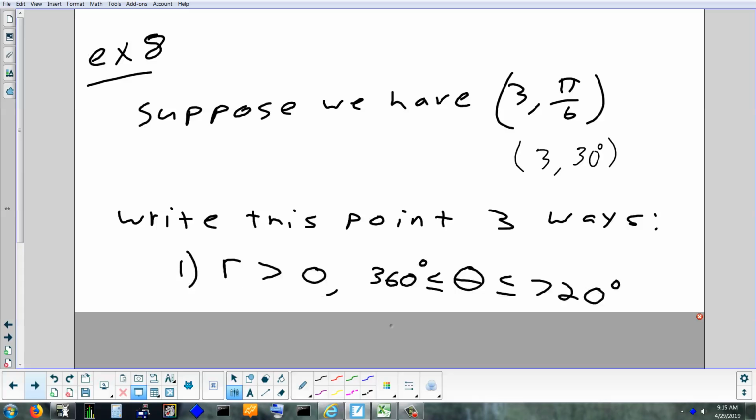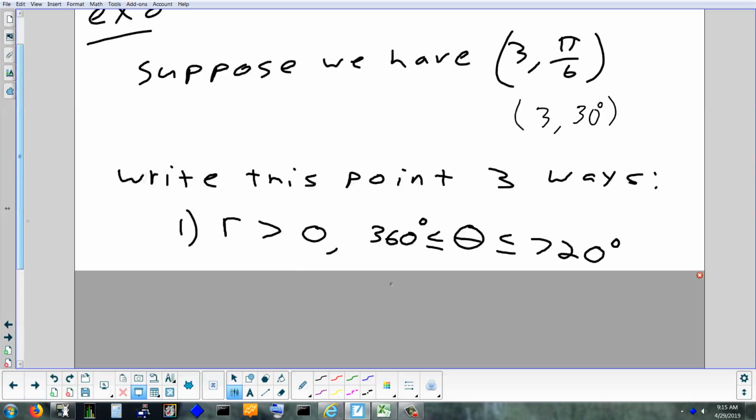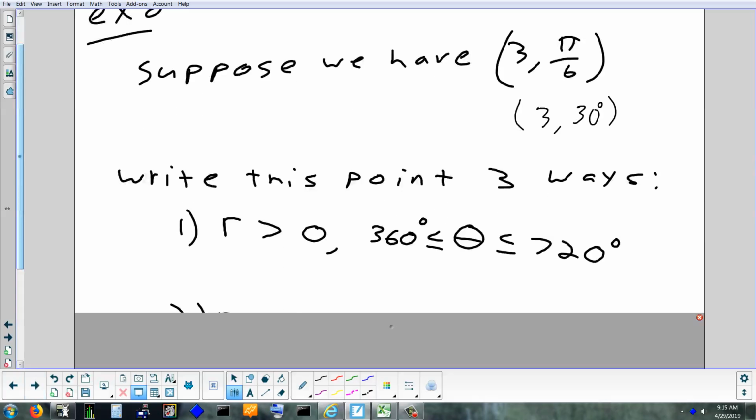If you just remember in your head, there's always something you can add or subtract to an angle to make it bigger or smaller. So I want an angle bigger than 360. It's kind of like I'm going around an extra time and then stopping.